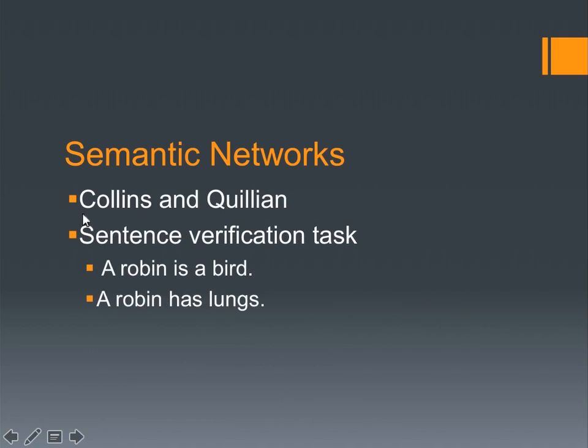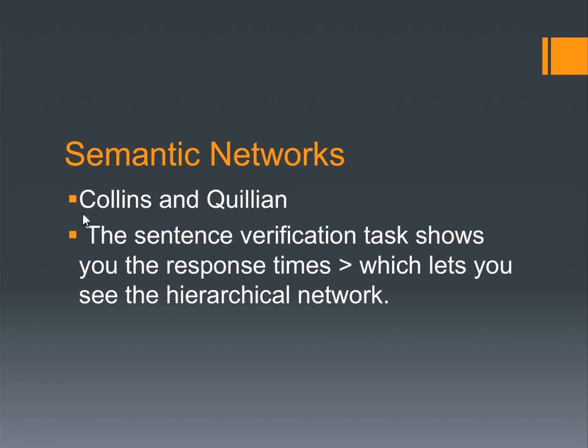The way they tested whether this model worked was using a sentence verification task. They would ask people to respond true or false to questions like, a robin is a bird, which you would say yes, and a robin has lungs, also yes. Little awkward, but that becomes important later. What the sentence verification task shows you is the response latencies, which let you see how hierarchical the network is. A robin has lungs is a weird combination, which is theoretically true, but the response time for that is going to be very slow, which implies that it is not tied to that concept so much.